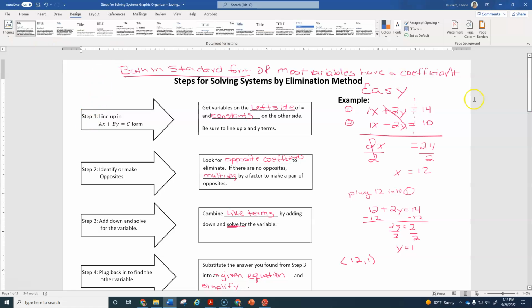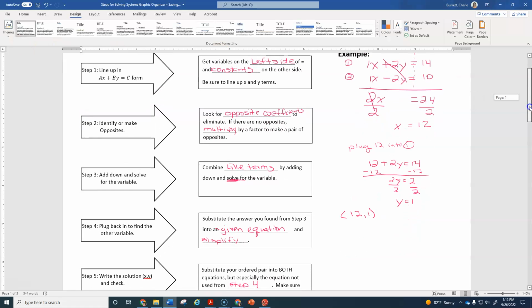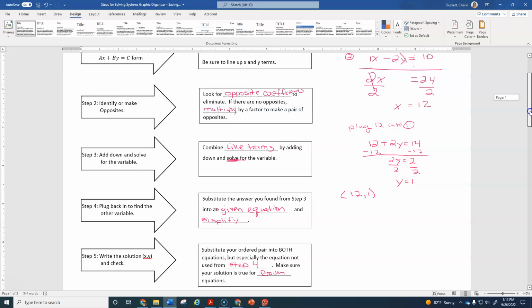Step number 4, which you can't see, says now substitute your ordered pair into both equations, but especially the equation not used in step 4. So in step 4 right here, we plugged it into equation number 1. So now I'm going to plug this into equation number 2. Equation number 2 was the x minus 2y equals 10. So I'm going to plug this in for the x. I'm going to plug this in for the y. So 12 minus 2 times 1, and see if that gives me 10.